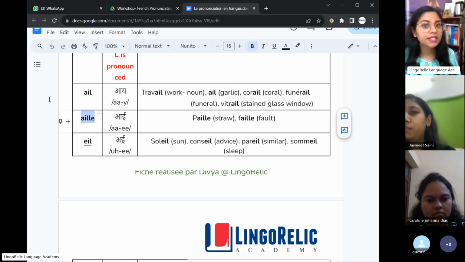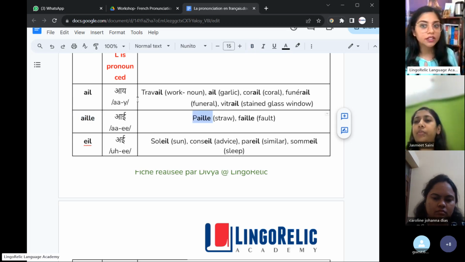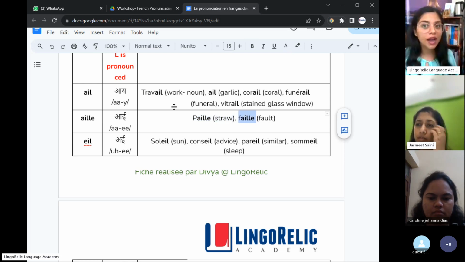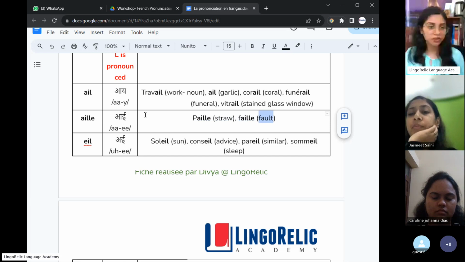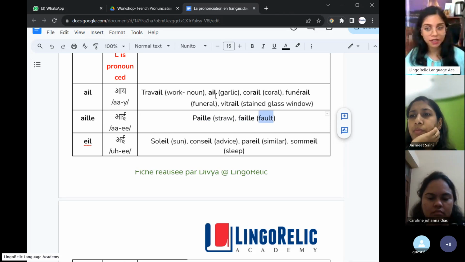And then there is AILLE, which is also the sound of I. This is paille, which is a straw. This is faille, which is a fault. I hope that is clear. If you have any questions, ask me.